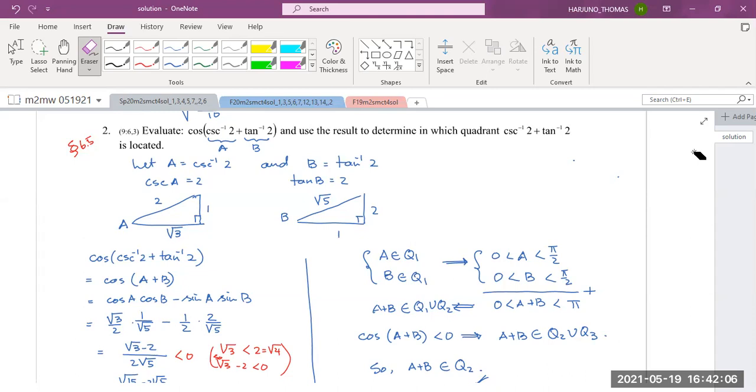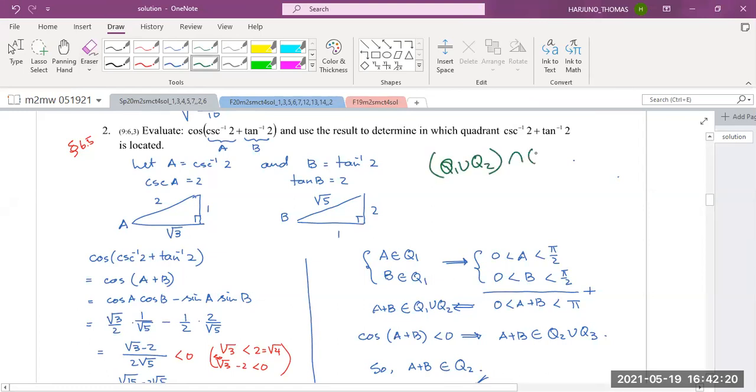A plus B has to be in 1 or 2. Therefore, the intersection of either 1 or 2 and 2 or 3. So from there, then we decide, oh, it must be quadrant 2. The art of arguing, to support your result.